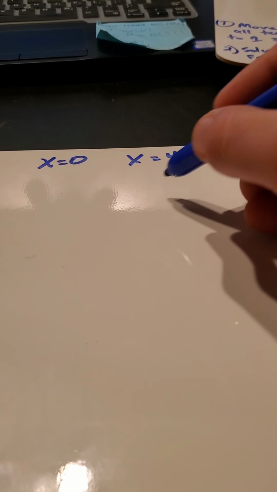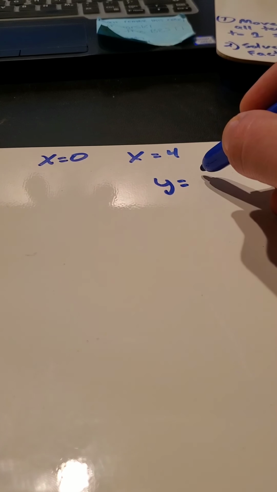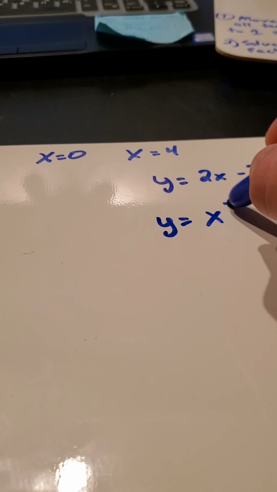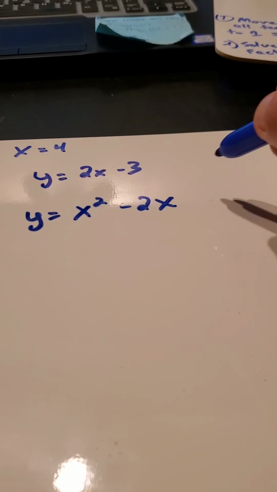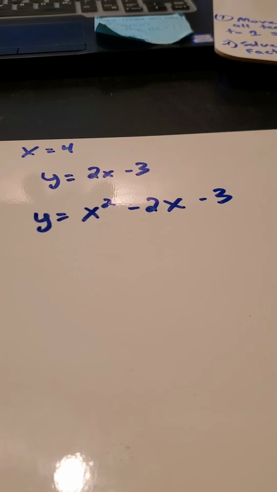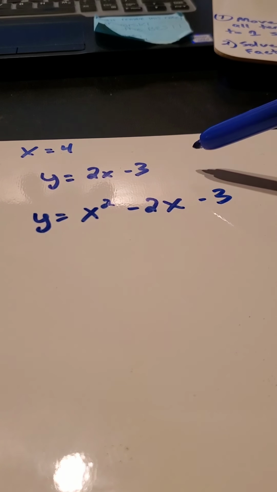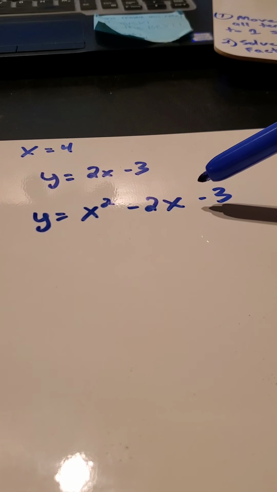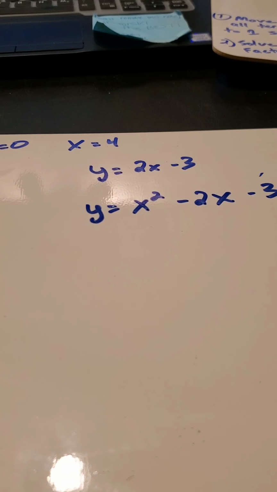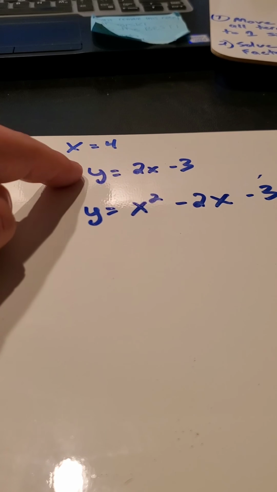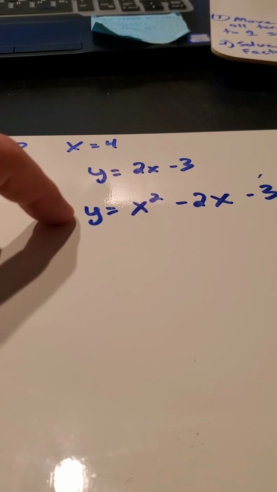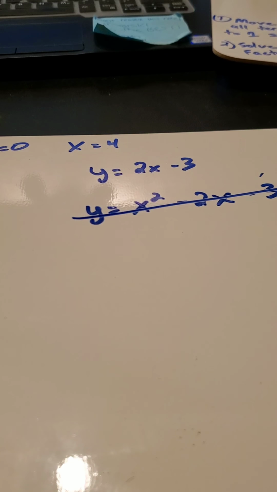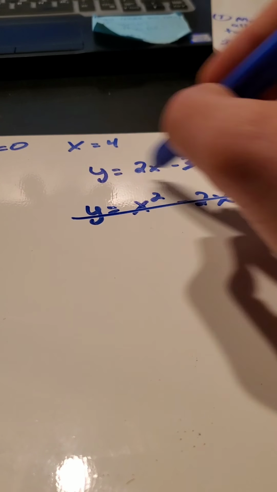Now I have options here. Remember, we had two equations. We had y equals 2x minus 3, and we had y equals x squared minus 2x minus 3. Guess what? It does not matter which equation you plug them into, because we know these equations are equal to each other when x equals 0 and when x equals 4. And I'll tell you what, if you have a linear component, that's going to be much easier to plug into. So ignore this bottom one for a moment, and let's just plug into the easier equation.